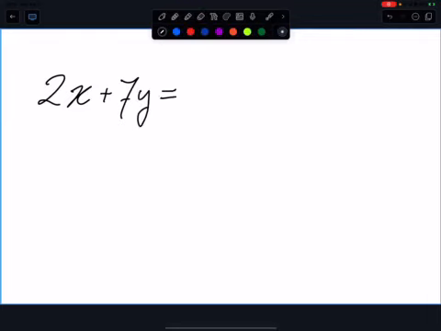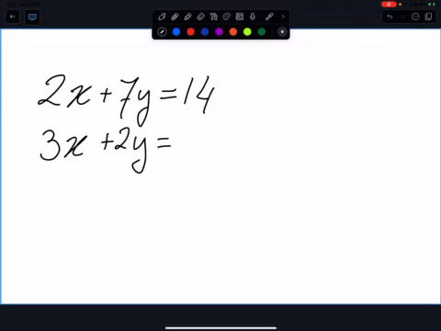y equals 5, 2 and 1. 14, and you have equals 11, for example. There are 3 ways of making this. 3 ways.